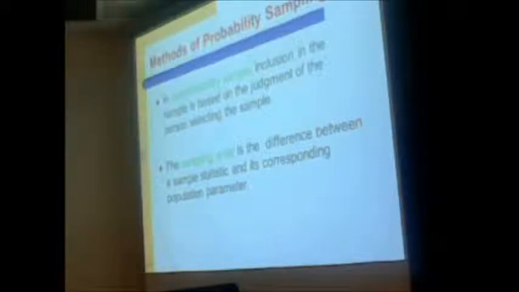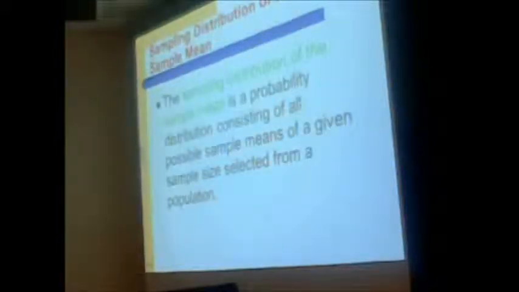Sampling error is the difference between the sample statistic and its corresponding population parameter. In other words, when I have a mean, so I do a mean of my sample of the first test, the average person makes an 86. I grab your test, you make a 91. There's a 5-point error in that.